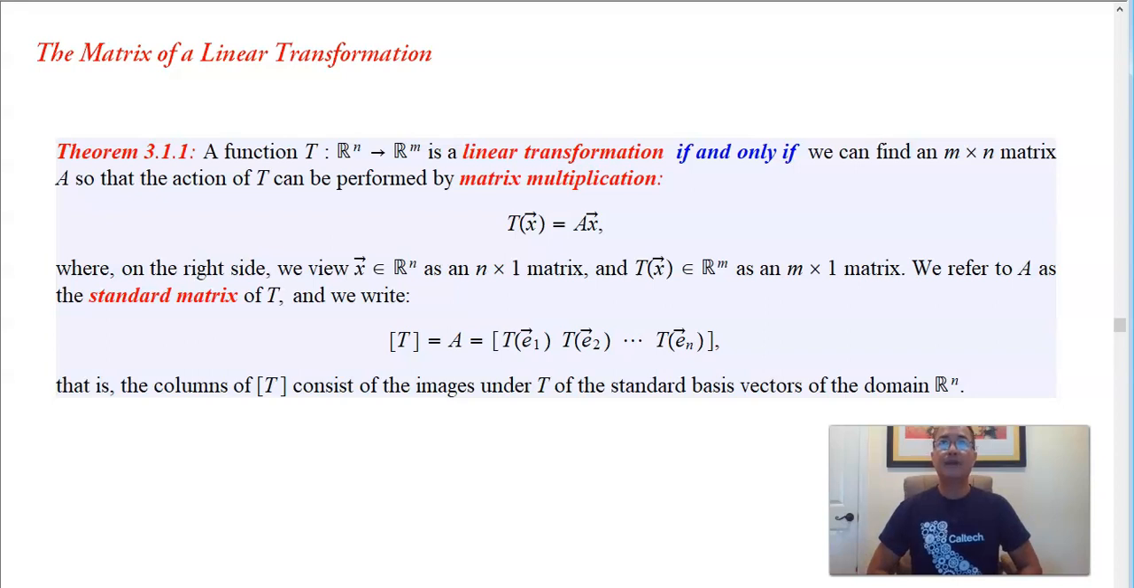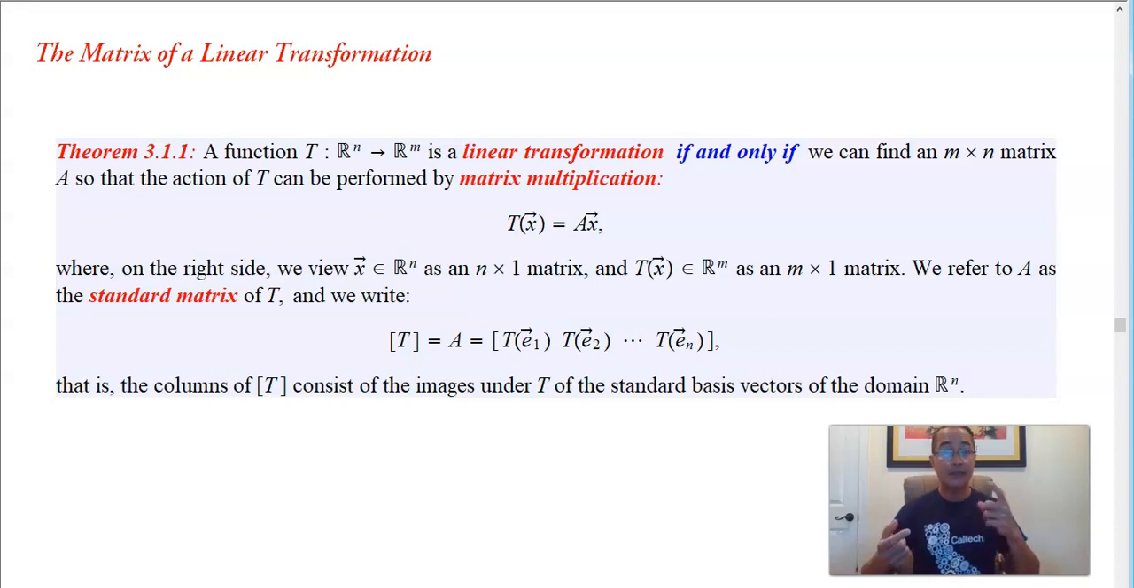and only if we can find an m by n matrix A so that the action of T can be performed by matrix multiplication. T of x is simply A times x, where on the right side we view x from Rn as an n by 1 matrix, just like we did when we converted x, y, z into a column. And T of x, the output vector from Rm, is also a matrix, but this time it's an m by 1 matrix. So we've seen this happen. You multiplied that 2 by 3 by a 3 by 1, the answer is a 2 by 1.